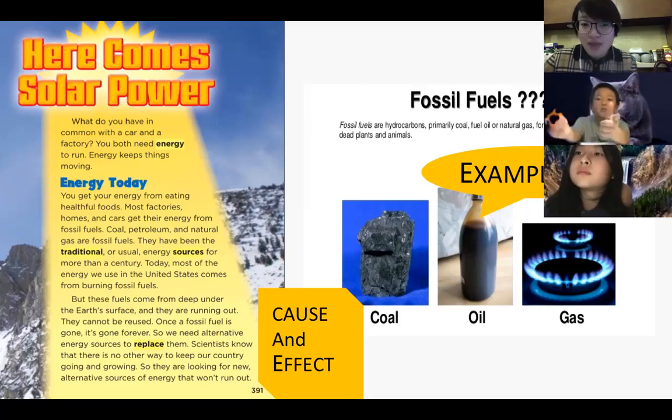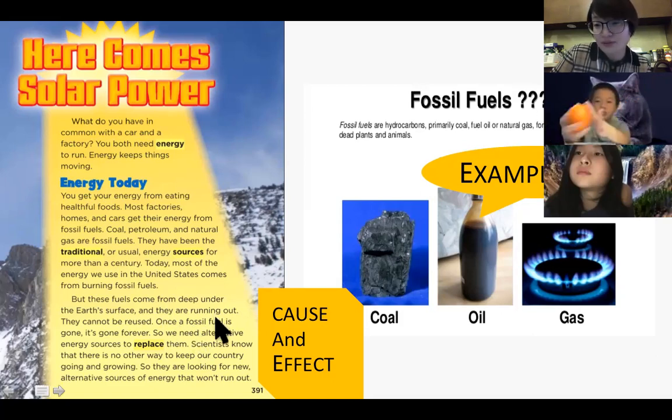The reason we have to find alternative energy sources is because fossil fuels are gone. When it's gone, it's forever. Because. Yeah, so it's the reason. Okay, how about effect?